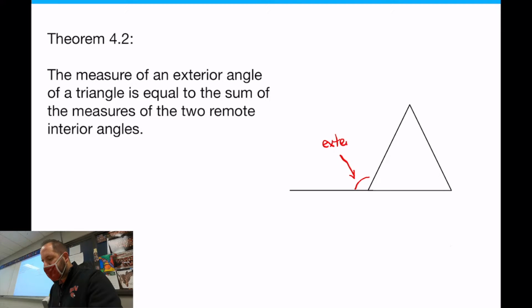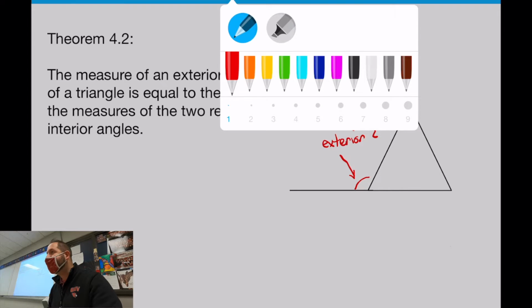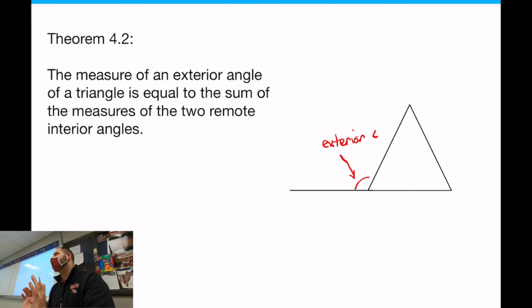How this works, you have to extend one of the walls. It doesn't matter which wall. You extend one of them further, and this exterior angle is always equal to the 2 on the inside that are not touching it. So they're non-adjacent angles. They call them the remote angles, but they're interior. These 2 angles are the remote ones. You add those 2 together, so whatever these 2 add up to be, they're going to equal this one right here every single time. Doesn't matter which 2. So you can pick any 2 angles you want.